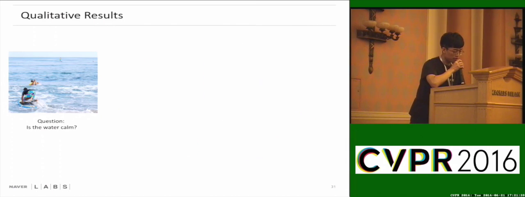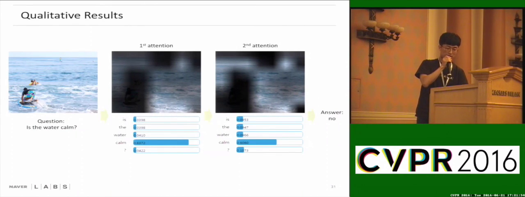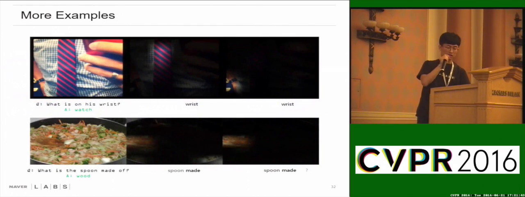When you give another question, is the water calm? It focuses on the keyword calm and the image area of water to infer the answer no. There are some more examples which show the benefit of our method.